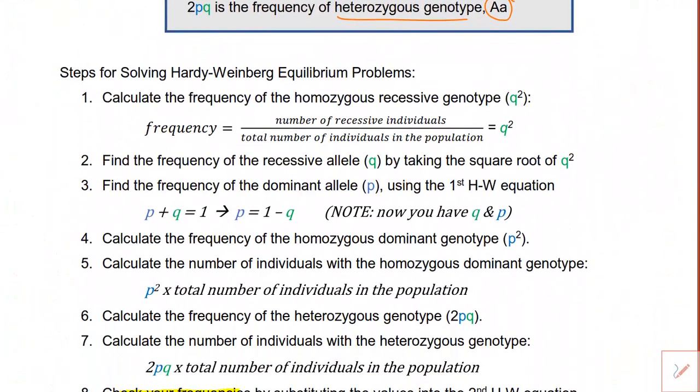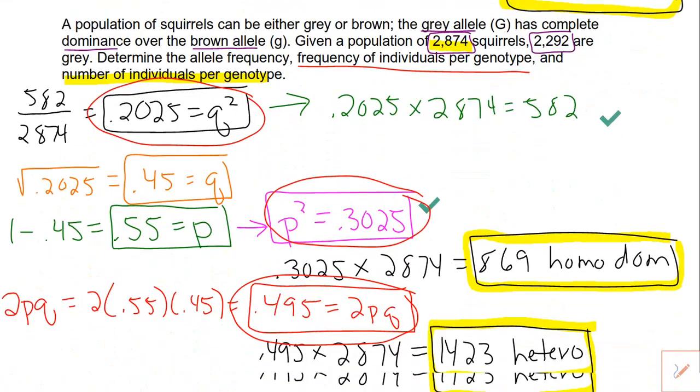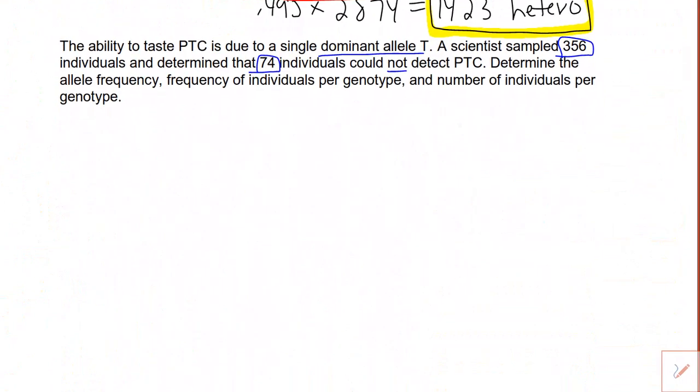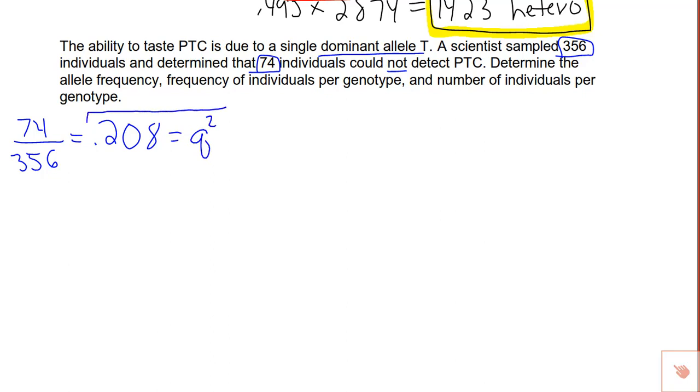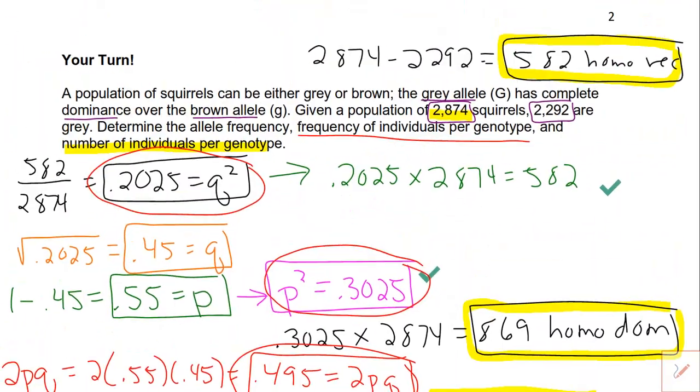Our first step, we calculate the frequency of the homozygous recessive genotype by taking the number of recessive individuals and dividing it by the total number of individuals in the population. So here, I know that the number of people who could not detect PTC would be our recessive, that's 74, and the total number of people sampled is 356. When I take 74 divided by 356, I get 0.208. I'm using 3 sig figs here, which is my q squared value. As you learned from before, boxing these is helpful. So we have just completed step 1.